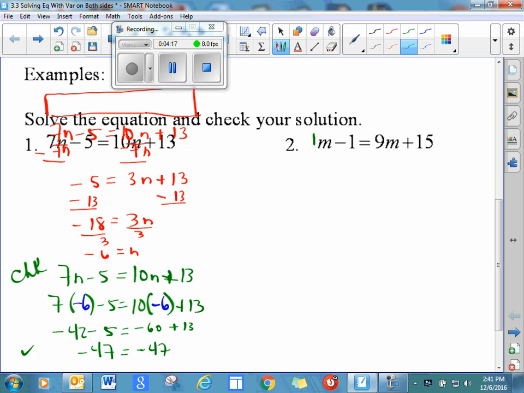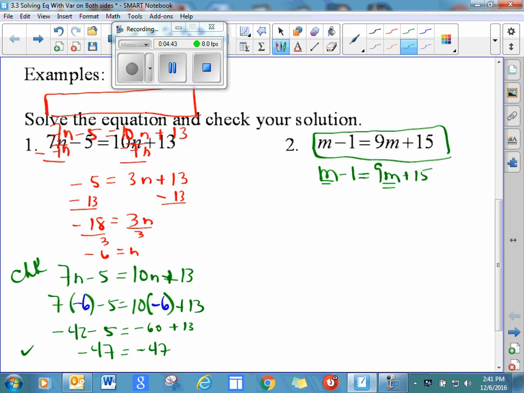Let's do another one. Hope this one stays in the same place. m minus 1 equals 9m plus 15. Again, I'm looking for distribution. I'm always looking for distribution. I just don't have any. I don't have any like terms to collect on either side of the equal sign, but I do have variables that I have to collect and get together.